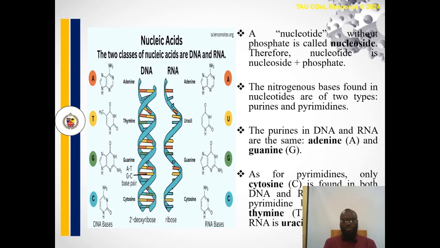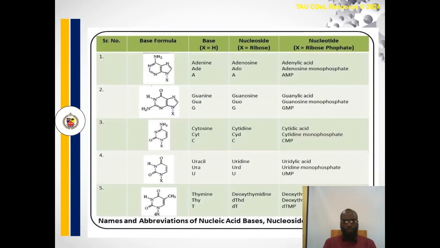These nitrogenous bases are of two types. We have the purines and pyrimidines. The purines in DNA and RNA are adenine and guanine, while for pyrimidines, cytosine is found in both DNA and RNA, while thymine is found in only DNA, while uracil is in RNA. This is the structure of the nitrogenous bases.